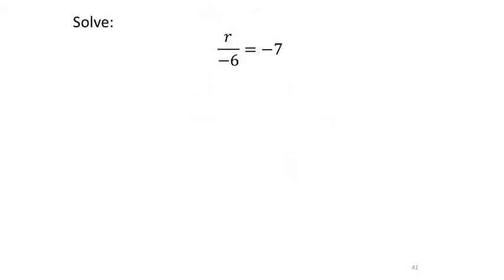All right, here we go. There's some division right there. R divided by negative 6. We've already seen the division principle of equality. How are we going to make this negative divide by negative 6 a 1? Well, if you said multiply, you were correct.